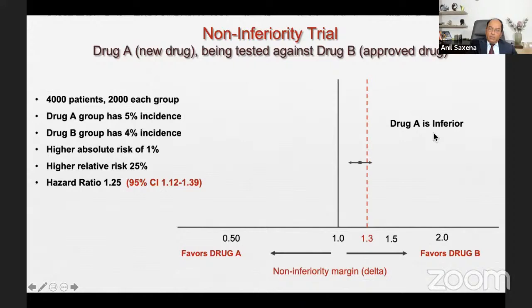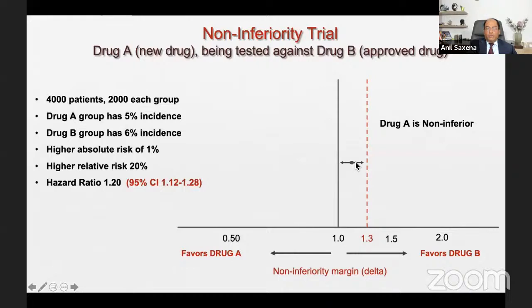But the moment it comes on this side, like this, for example, now this would typically have been considered inferior to drug B, because the hazard ratio is 1.2 and it is entirely on this side. So it will be considered bad. But here, because it is within the non-inferiority line, it is considered non-inferior.